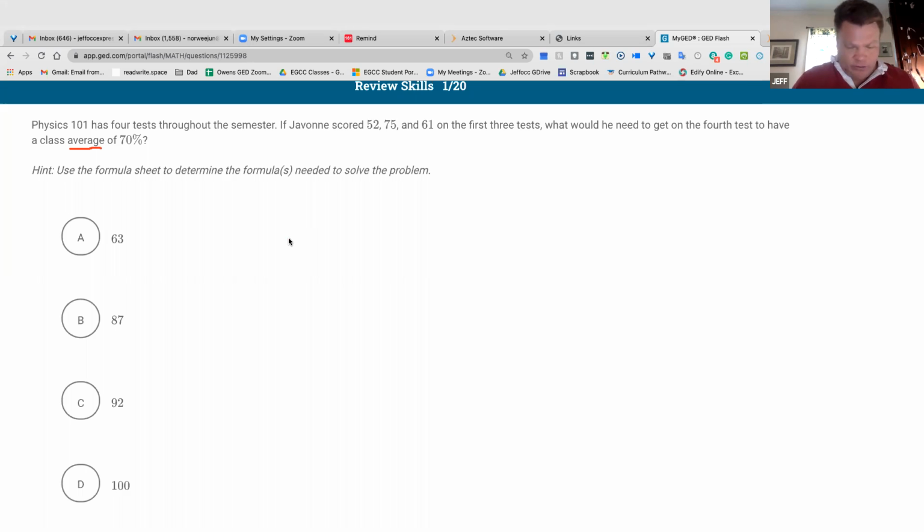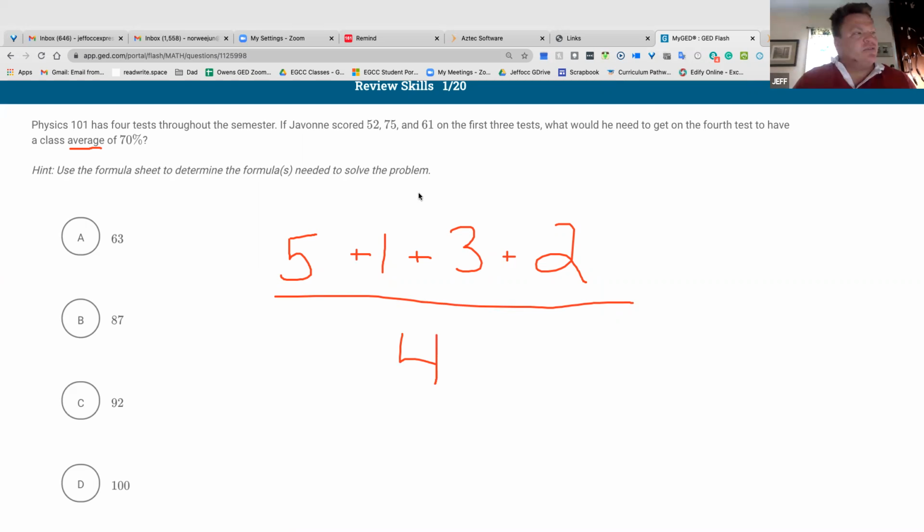When they say average, they're saying add them up and then divide by the numbers. So if in my JV football or basketball career, I scored 5 points, 1 point, 3 points, and 2 points because I was on the bench, man. I was nothing. And I went 4 games, what was my average score? We add these numbers together and then divide. So I'd add 5 plus 1 is 6, plus 3 is 9, plus 2 is 11. It would be 11 over 4, which is 11 divided by 4, which is pretty bad.